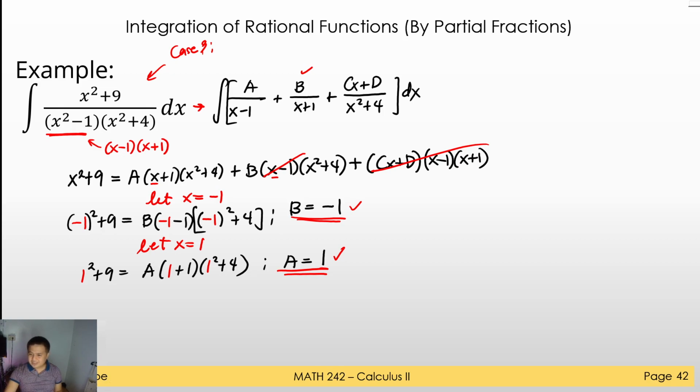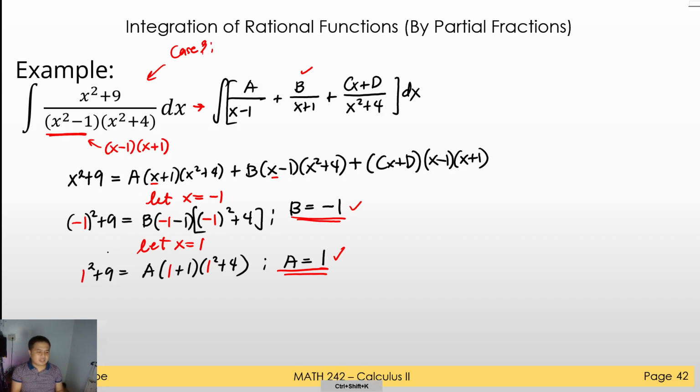Let me just check what I did here. Oh, x is equal to 0, we forgot x equal to 0. Sorry, actually you have one last value. If we let x equal to 0, we can cancel everything, so we already have a solution for A and B, and we can solve for D. I forgot the 0.